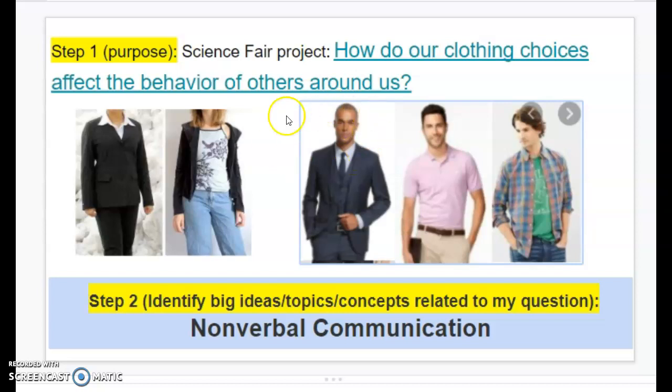So this is a sociology experiment that I found on Science Buddies, and it's called How Do Our Clothing Choices Affect the Behavior of Others Around Us? So the experiment kind of goes like this. People stand, let's say, for example, outside of a grocery store, and you're dressed very formally, maybe like this guy here or this gal over here.